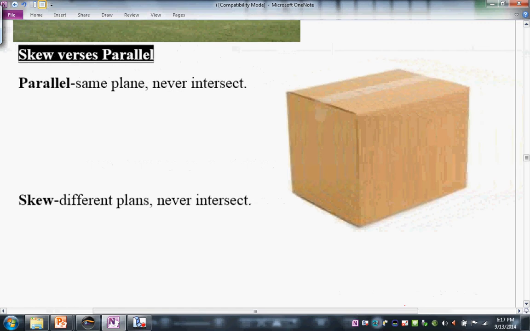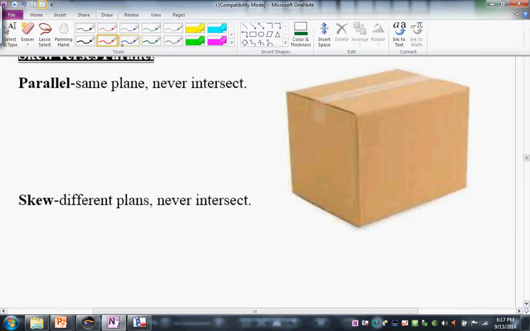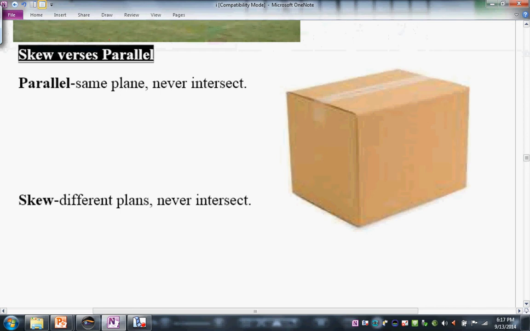Parallel lines never intersect, but they go the same direction. So on this box here, you would trace and stretch these lines out. They're on the same side of the box, going the same direction. We would call those parallel. And you put these little arrow feathers on them. That's parallel. Same direction, never intersect. It's on the same plane, same side of the box.